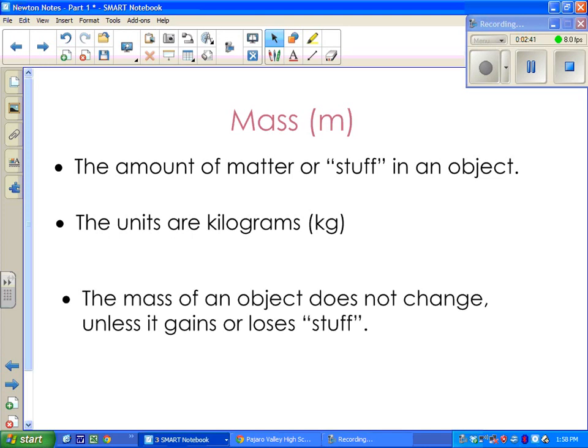And the mass of an object does not change unless it gains or loses stuff. So if something has a mass, for example, if I have a mass, which I do, in order to change my mass, I can either gain mass by eating or drinking more. I can lose mass by cutting my hair, cutting off a finger or something like that. I would lose mass. But if I go someplace different, if I go to outer space or I go to the moon, my mass stays exactly the same because I have the same amount of molecules.